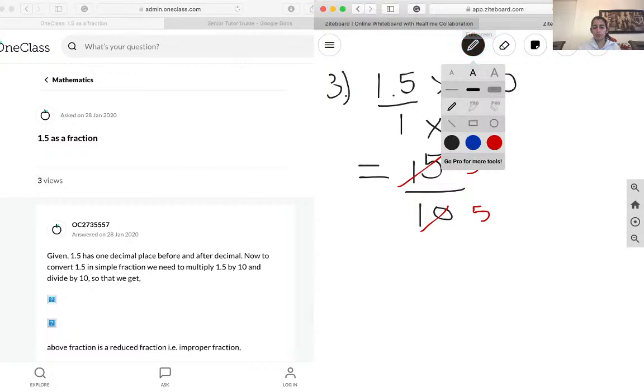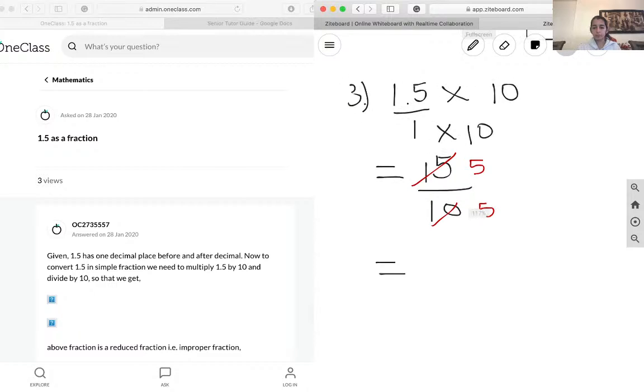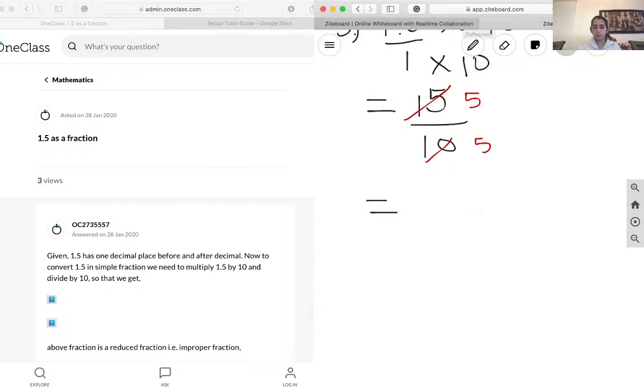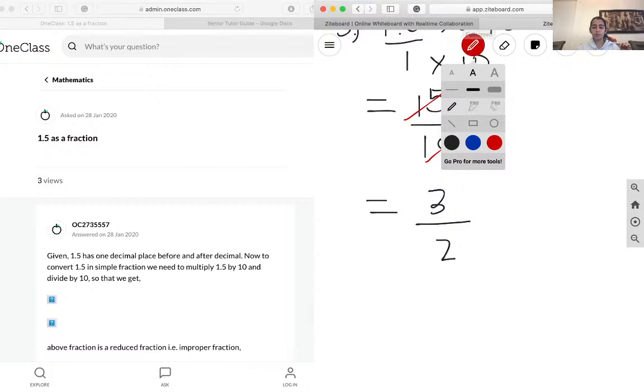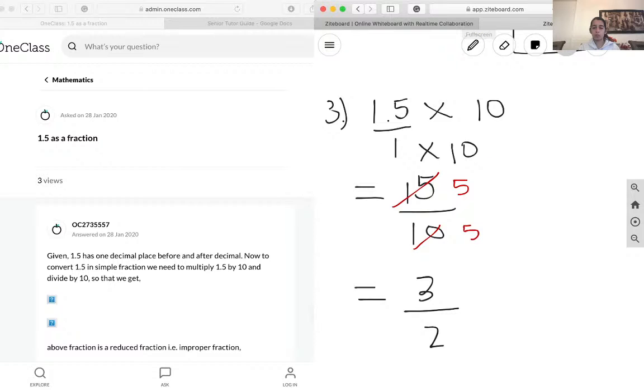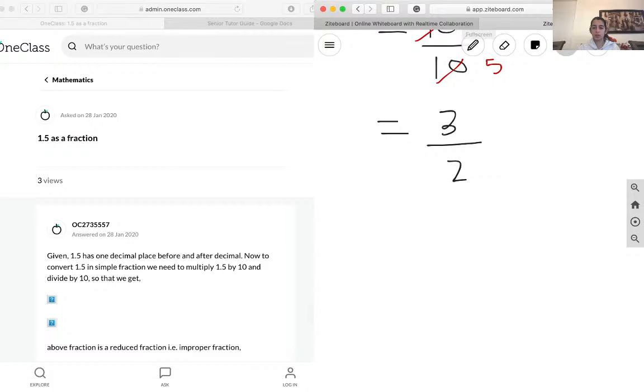And we are left with 15 divided by 5 is 3, and 10 divided by 5 is 2. One way to verify this is you can just plug in 3 over 2 in your calculator, and you're going to end up with the initial value that we had, which was 1.5. So yeah, I'm just going to box this.